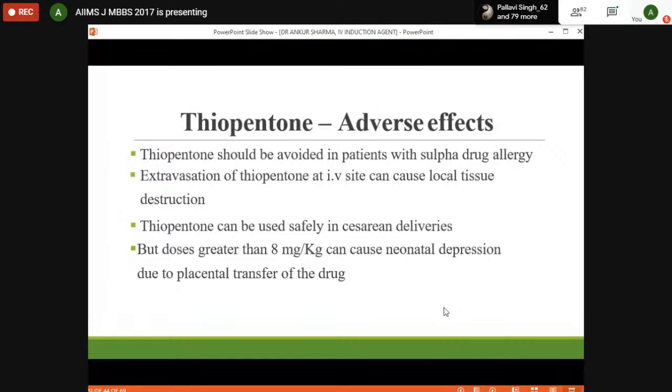Other effects: it can cause allergy in some patients. Extravasation of thiopentone at the IV site can cause local tissue destruction. Thiopentone can be used safely in cesarean delivery, but bolus doses greater than 8 mg per kg can cause neonatal depression due to placental transfer of the drug.